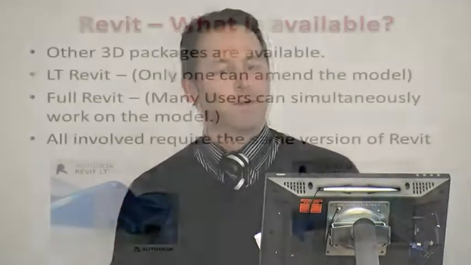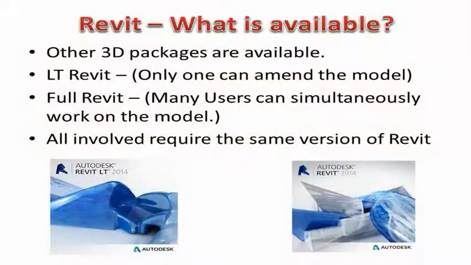My talk is based around Revit, which is one of the choices you can make in terms of using 3D packages. I've based it around that because that's the software that we use, but there are, as Keith has mentioned, other products available. So with Revit, there are actually two types of Revit you can have. You can have the LT version or the full version. The full version would allow many users to work within the model at the same time. The LT version just allows a single person.